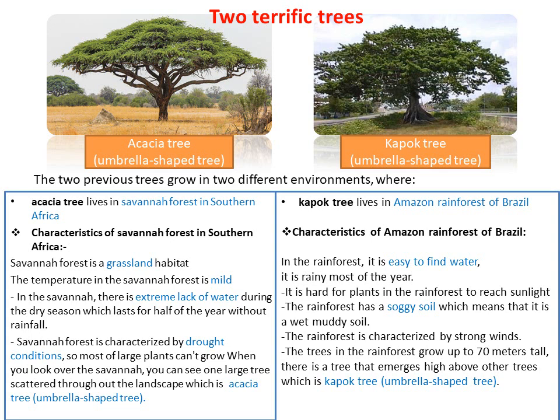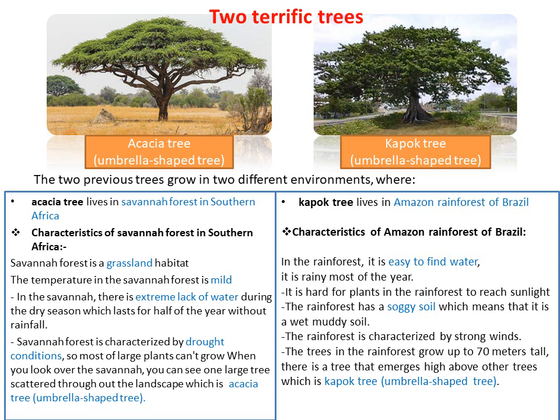So what are their characteristics? The savanna forest in southern Africa is characterized by its grassland habitat. The temperature in the savanna forest is mild. Mild means average. It's not very hot or very cold. In the savanna, there is an extreme lack of water during the dry season, which lasts for half of the year. It means 6 months without rainfall.